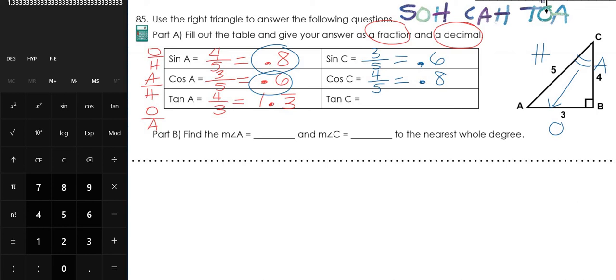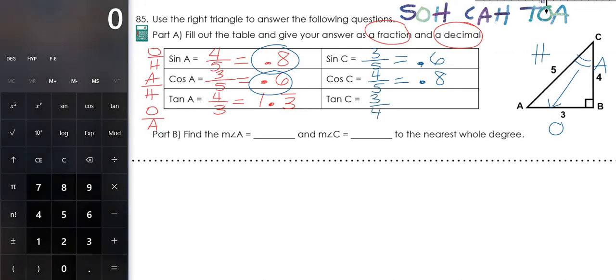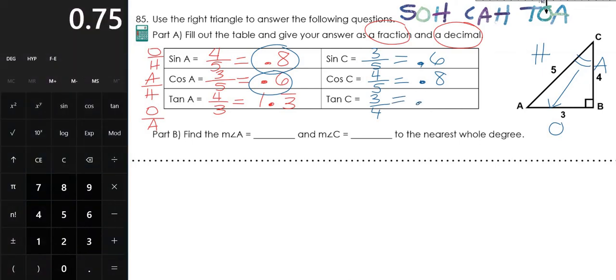Lastly, tan of C is TOA, opposite over adjacent. So it's going to be 3 over 4, which we haven't done yet. So 3 divided by 4 is 0.75. Okay, so those are all of our trig ratios given as fractions and as decimals.